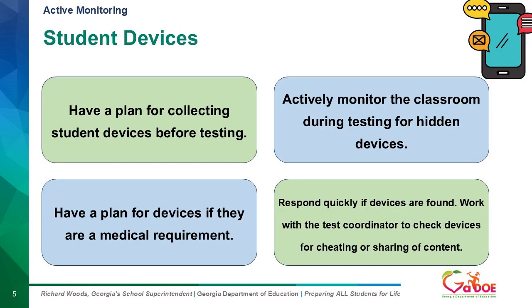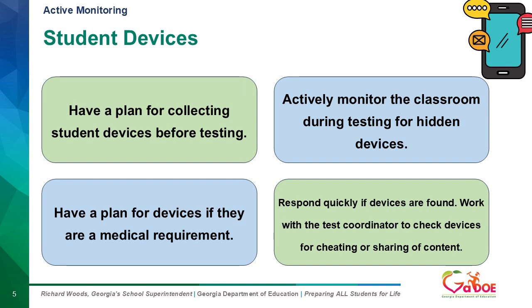One of the major issues causing irregularities during testing is student use of electronic devices such as cell phones. Examiners should have a plan for collecting devices before testing begins. Some students require technology for medical reasons. Work with your school test coordinator to have a plan for such instances. Always monitor the classroom to identify students who attempt to access their cell phones during testing. If devices are found, work with your school test coordinator to check the device for evidence of cheating or sharing test content.